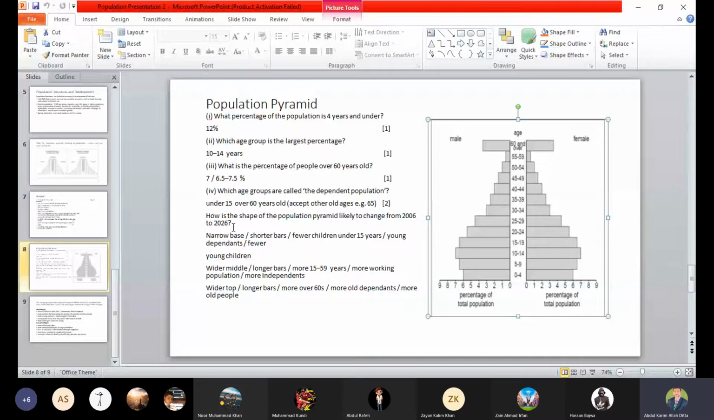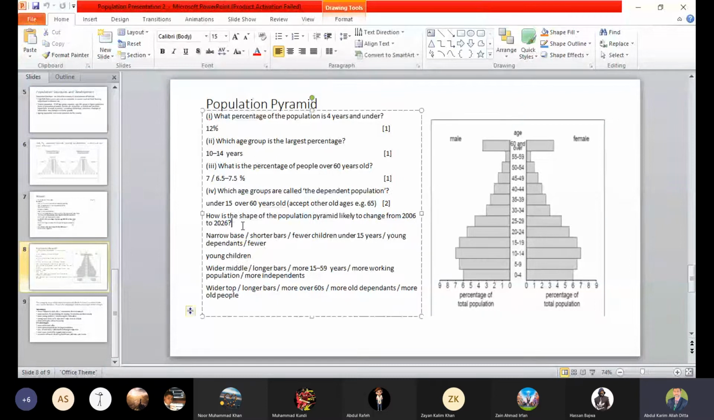So the question is: how is the shape of the population pyramid likely to change from 2006 to 2026, beta? You see that between 2006 and 2026, how many years are there, beta? 20. Sir, 20 years.